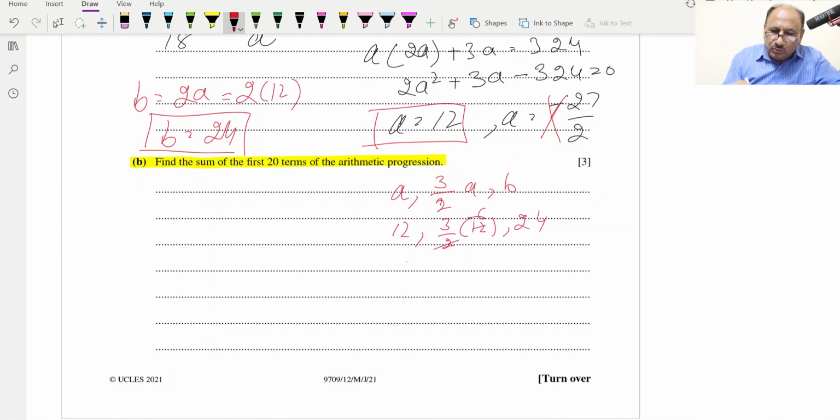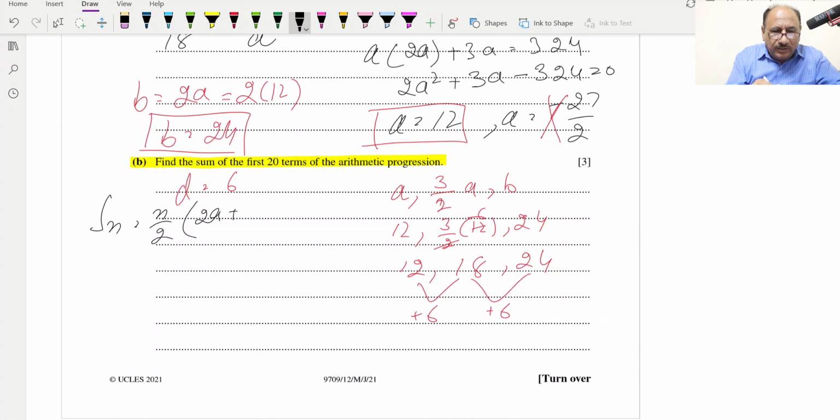So 3 by 2 into 12 is 18, so the progression will be 12, 18, 24. And if we find the difference, it is basically adding 6, so plus 6. So d will be equal to 6. Now d is equal to 6, we can write the formula Sn equal to n by 2 into 2a plus n minus 1 into d, and we will replace the values. For S20, this will be 20 over 2, which is 10, and 2a, so 2 into 12, plus 20 minus 1, which is 19, and d value is 6.